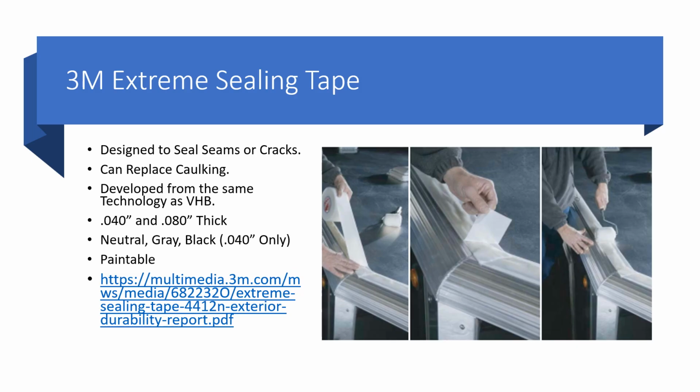Using the same technology as they made VHB tape, 3M developed extreme sealing tape. Extreme sealing tape was designed to go over seams where you'd otherwise use sealant. The key takeaway with extreme sealing tape is, unlike caulking, where you have to wait 24 hours for that seam to cure before you can move on to the next step, extreme sealing tape can be applied immediately, and you have a seal that you do not have to wait for it to cure.